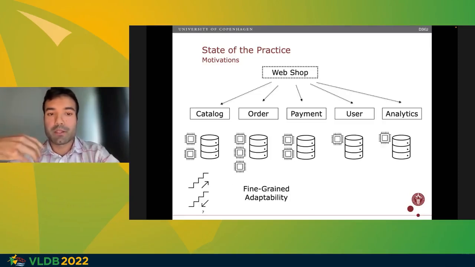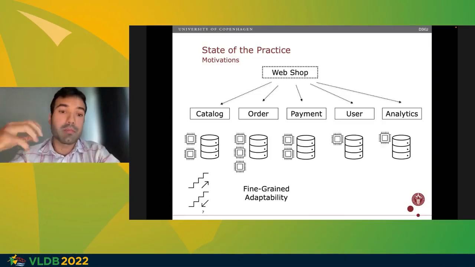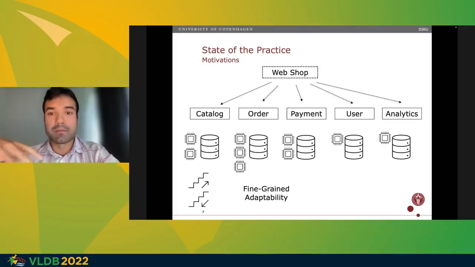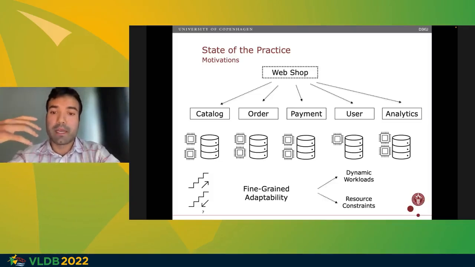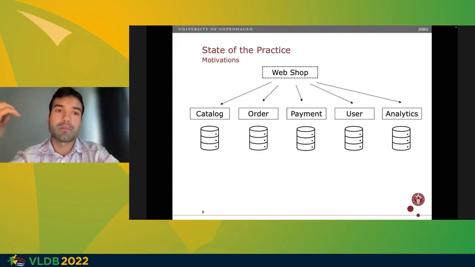Another motivation concerns fine-grained scalability. Because these microservices are made to compose fine-grained functionality, that means that naturally we can also adapt better to dynamic workloads and also to resource constraints that usually appear in cloud deployments.